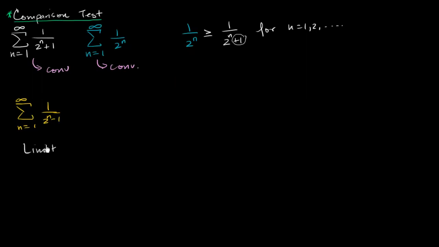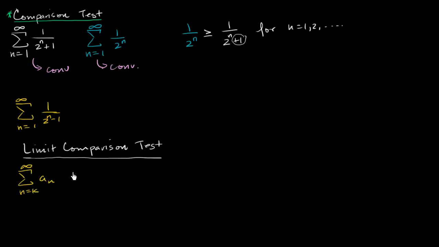Limit comparison test. I'll write it down a little bit formally, but then we'll apply it to this infinite series right over here. So the limit comparison test tells us that if I have two infinite series, so let's say this is going from n equals k to infinity of a sub n, and I'm not going to prove it here, we'll just learn to apply it first. And this goes from n equals k to infinity of b sub n.